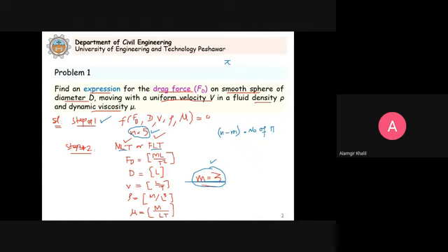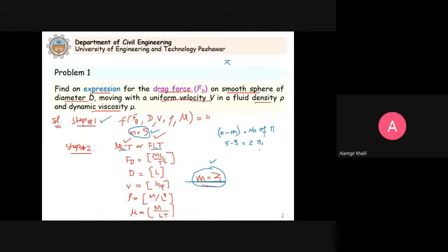So now in this case, n minus m means 5 minus 3, which means that 2 pi's are needed to solve the problem, 2 pi's. It means that these 5 parameters we can reduce to 2 dimensionless products or 2 dimensionless groups, whatever you call them, and these we call the pi terms. So this is the first question that we try to answer.